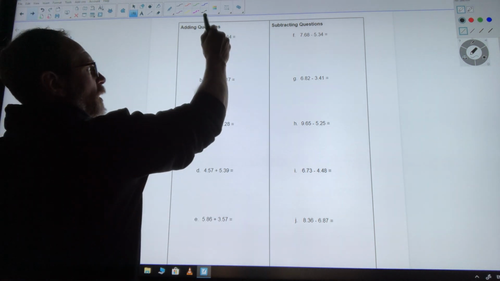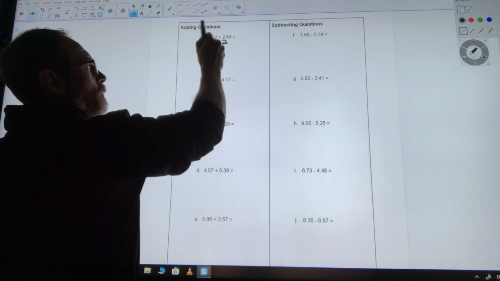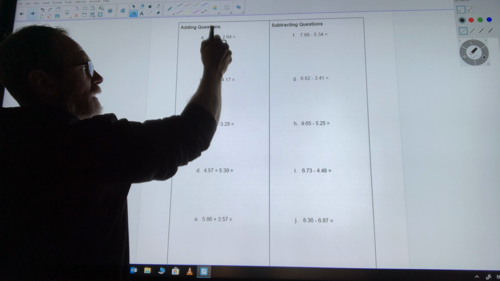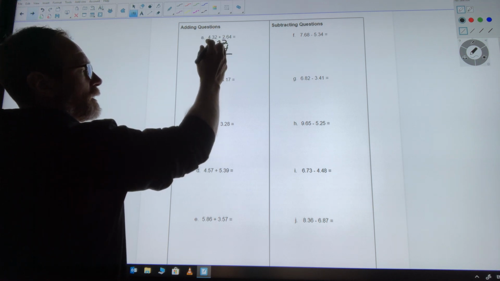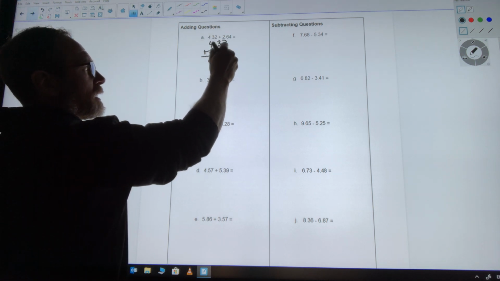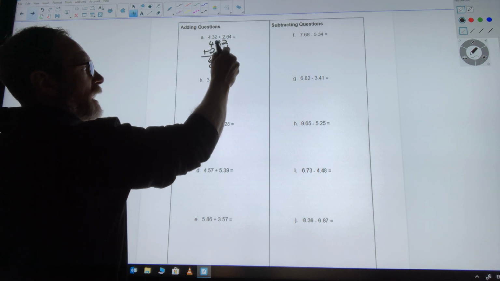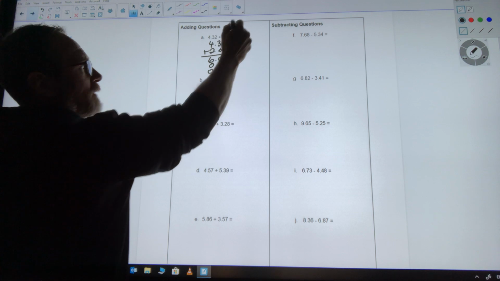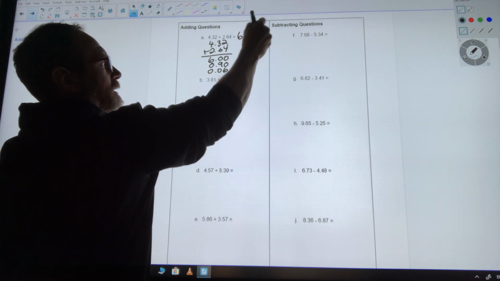So first question is 4.32 plus 2.64. If I'm doing count forward, I can start with the ones place, so that's gonna be 6, 0.9, and 0.06. Put those together, I have 6.96.